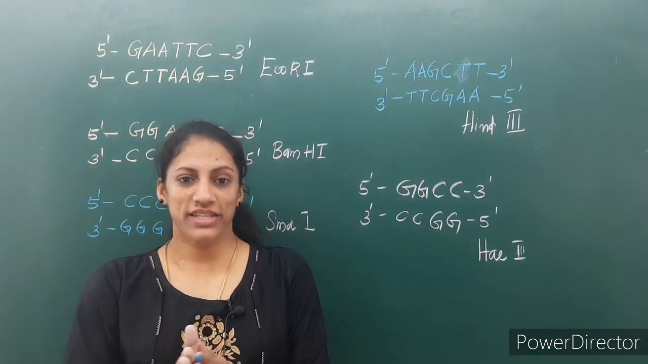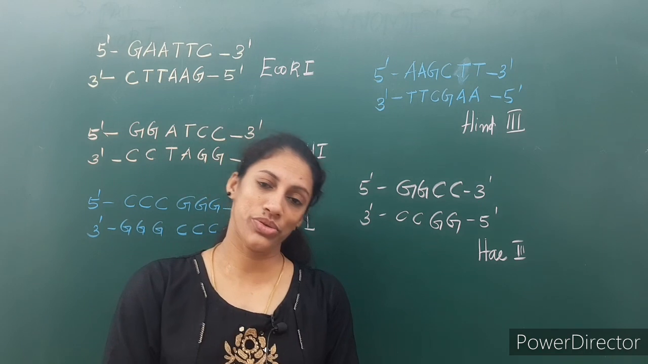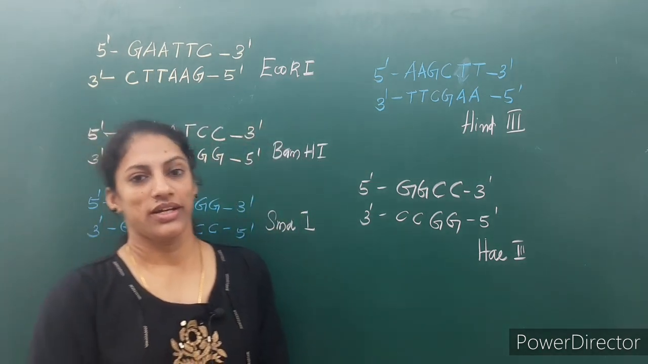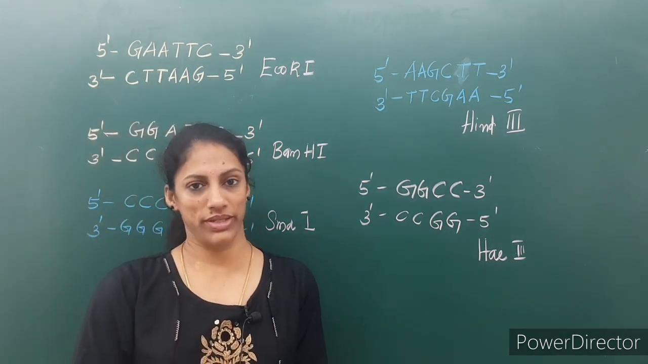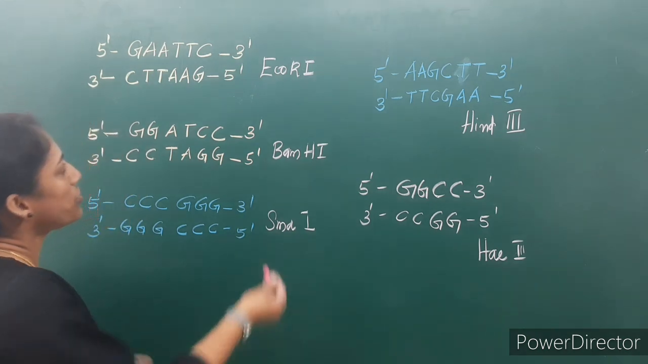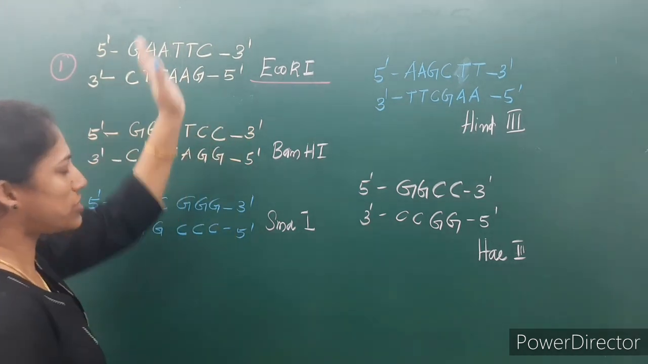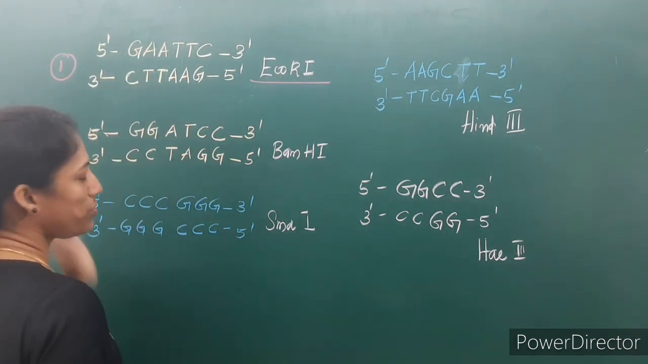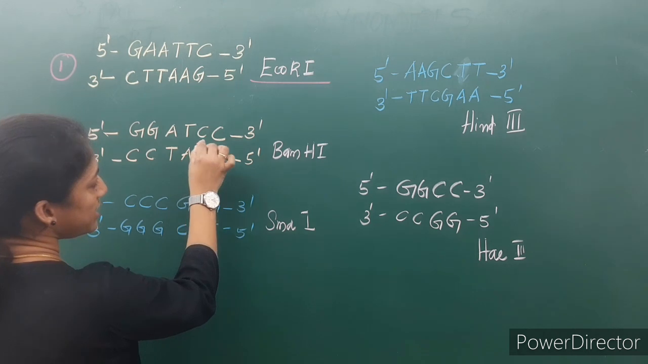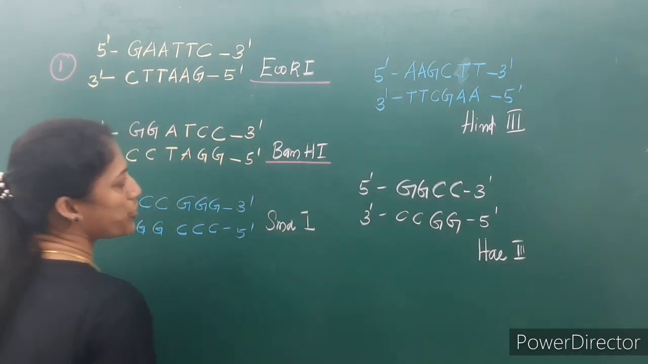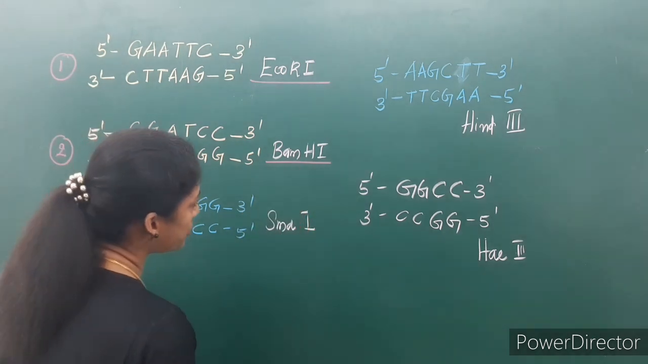So all of you please note down these examples in your notebook. These are 5 palindromic sequences with their enzymes. You have already studied EcoR1 and its palindromic sequence, GAATTC from 5' to 3' on both sides. It's a palindrome. The second example is GGATCC, for BamH1. You need not expand it, just BamH1.